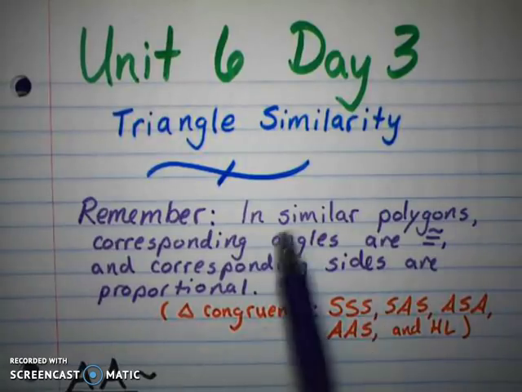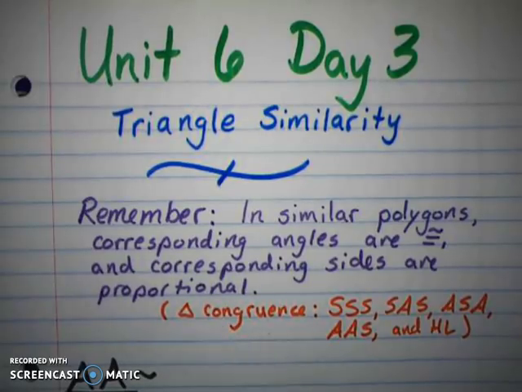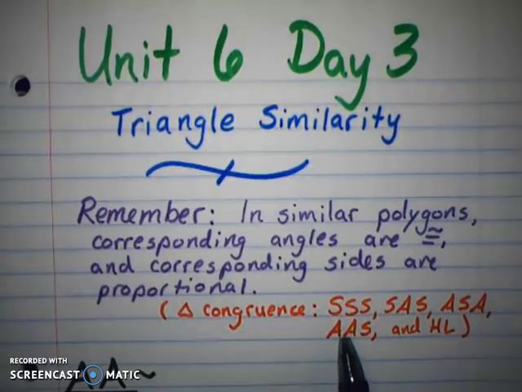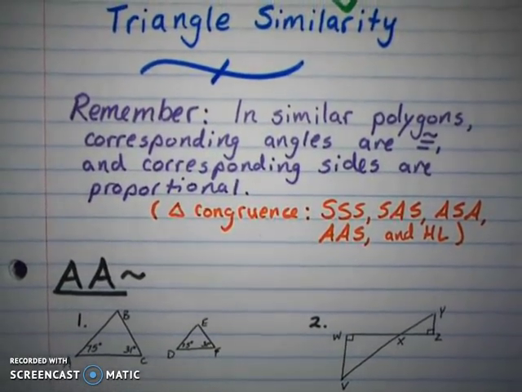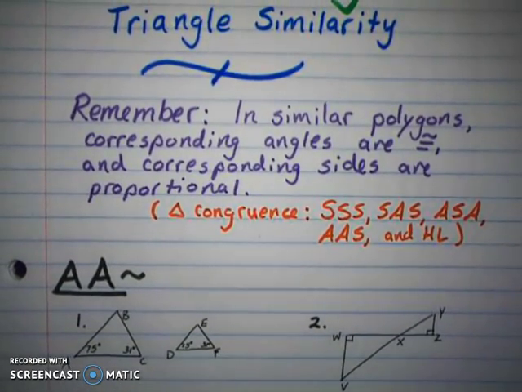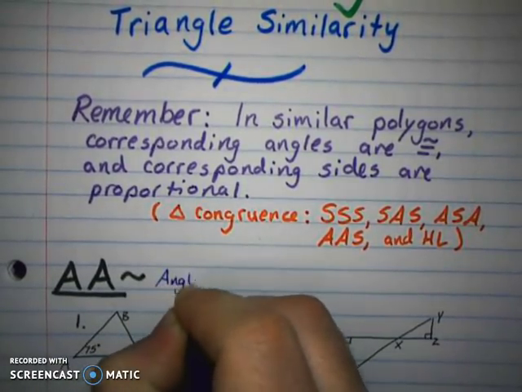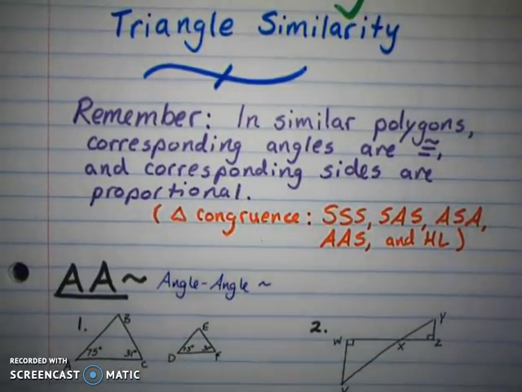So remember, in similar polygons, corresponding angles are congruent, but corresponding sides are proportional. So the same is true for triangles. When we talked about triangle congruence, we had things like side, side, side, side, angle, side, angle, angle, side, and HL. We have some similarity theorems that also work out in the same way when we talk about triangles being similar. So here's our first way to show that triangles are similar, and it's AA, and that means angle, angle, similarity. And here's what it says.